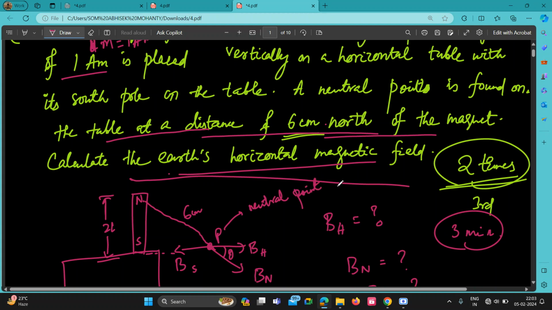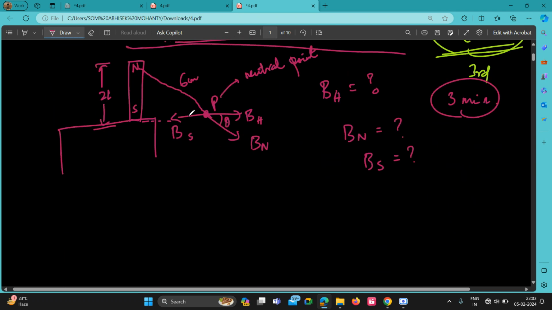Is that right? Neutral point. That means the net magnetic field at P is 0. Net magnetic field at P is 0. That means here BP you can say is 0. And it is 6 centimeter from north. So what should we do? We will calculate all the magnetic fields at point P, and if we add them and make it 0, we can get some. Right?